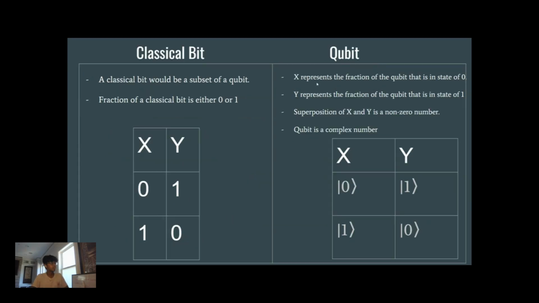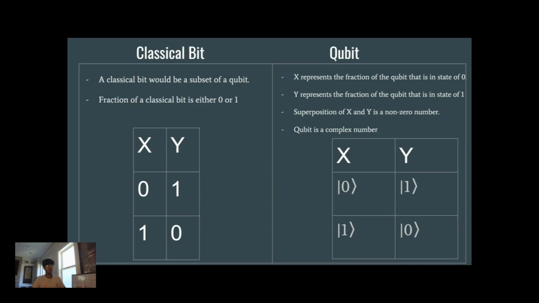Here we have a chart that shows the difference between a classical bit and a qubit. On the left, why don't we take a look at the classical bit? Well, the classical bit is a subset of a qubit, and the actual fraction of a classical bit is either 0 or 1. So how did this happen? It is because while a qubit is in both states of 0 and 1 at the same time, a classical bit can only be in either state of 0 or 1 at an instance of time.